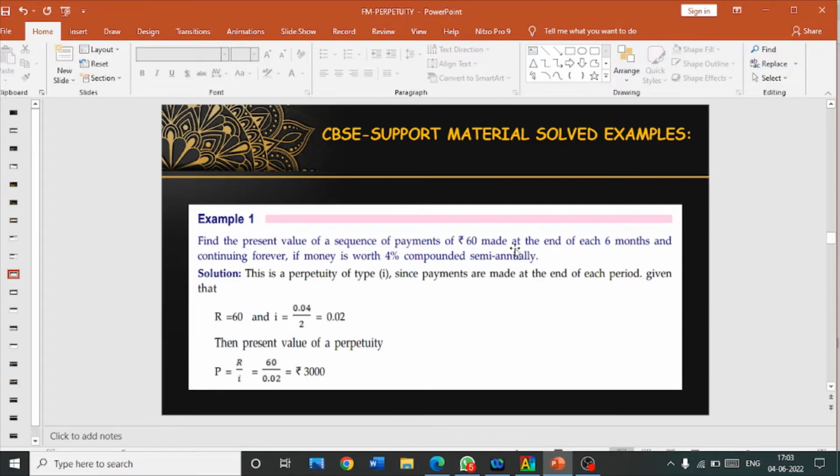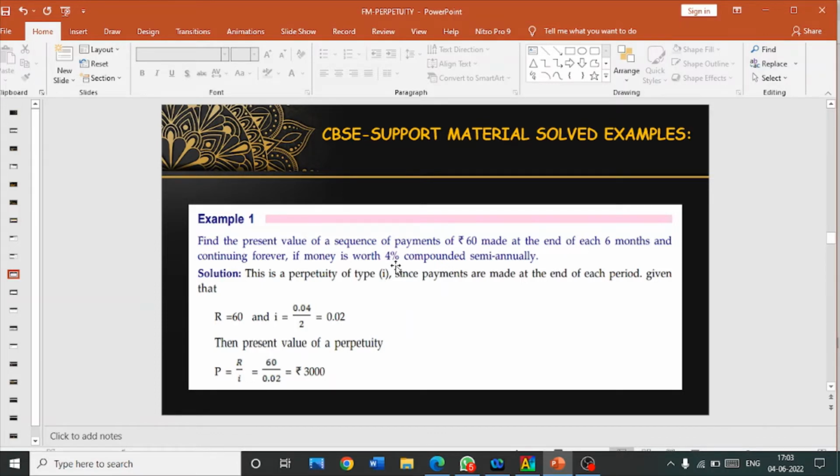And they have very clearly told in the question, at the end of each 6 months. So end of means it is an ordinary annuity. So the formula will be R by i only. Perpetuity will be R by i at the time period of 6 months. That means interest compounded semi-annually, half yearly. But the interest given here, 4%, is the annual rate.